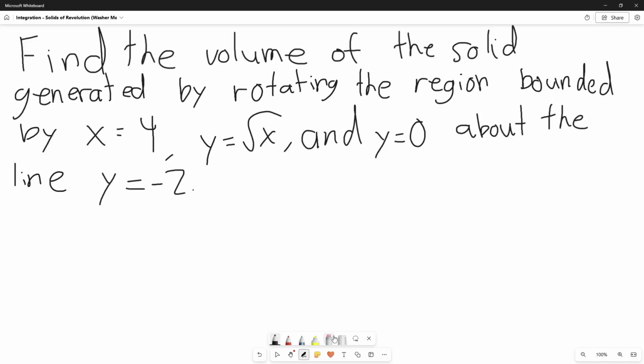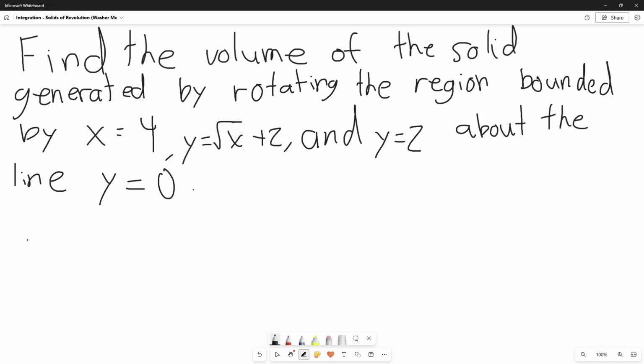And also, you can move everything up 2 units, because since this is the line y equals negative 2, you just move this up 2 units. But just make sure to move everything else 2 units up as well. So this becomes y equals 2. This becomes y equals square root of x plus 2.